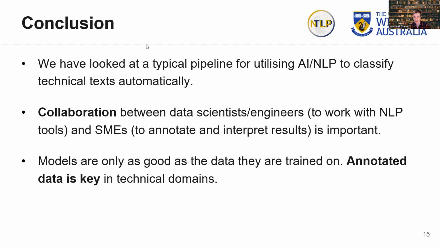So in conclusion, we've looked at a typical pipeline for utilizing artificial intelligence and natural language processing to classify technical text automatically. Two key takeaways I'd like to present: number one is that collaboration between data scientists and engineers is incredibly important. Data scientists understand the models, SMEs understand the data. The key to success here is collaboration between those two. And ultimately, models are only as good as the data that they're trained on. Annotated data produced by the subject matter experts is key to good performance in technical domains.